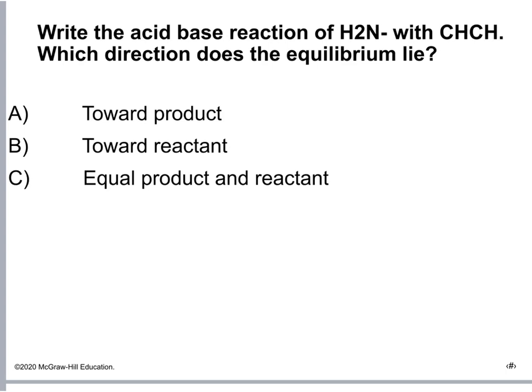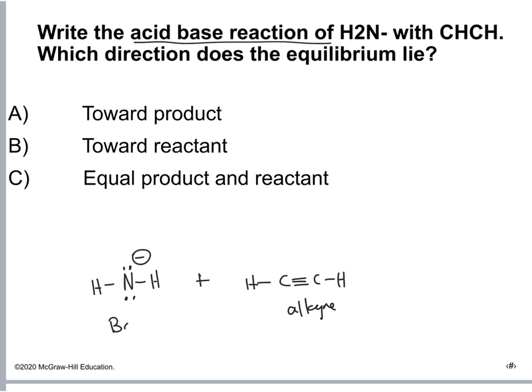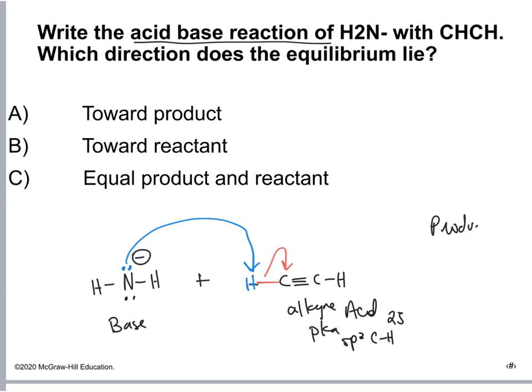Write another acid-base reaction of NH2 negative with a lone pair, with CH. So this is an alkyne. And so this is your base. This is your acid. What's your pKa? That's an sp carbon hydrogen. pKa is 25. And now we're going to draw the reaction. You always draw it from the base to the proton. And then those electrons are going to go onto the carbon. And so then we want to draw our products.